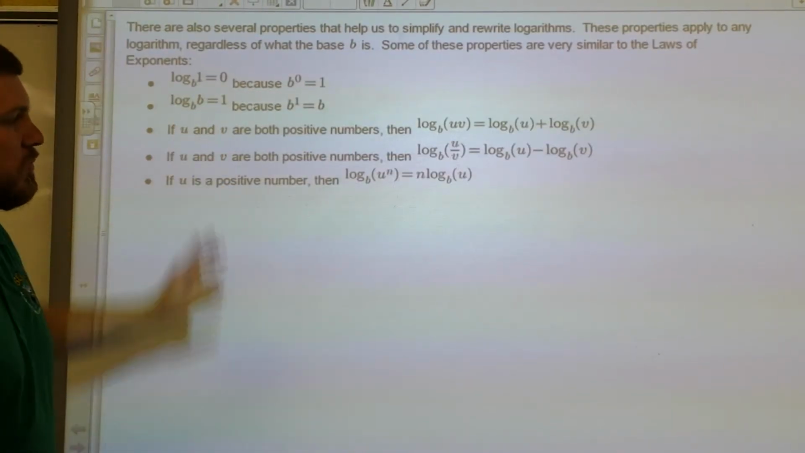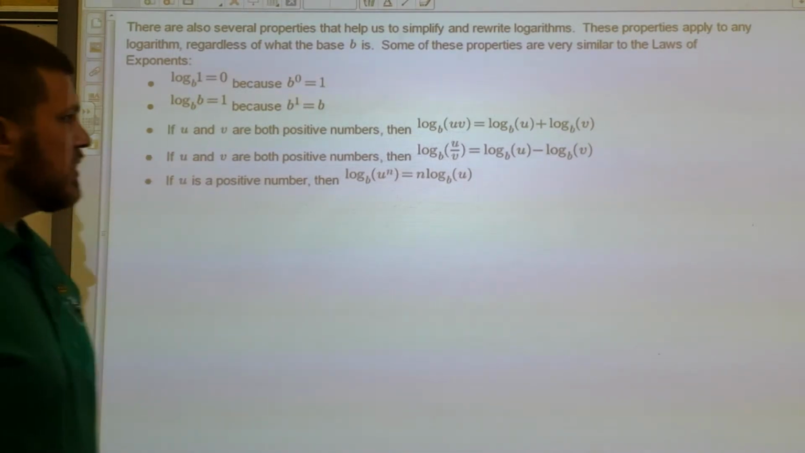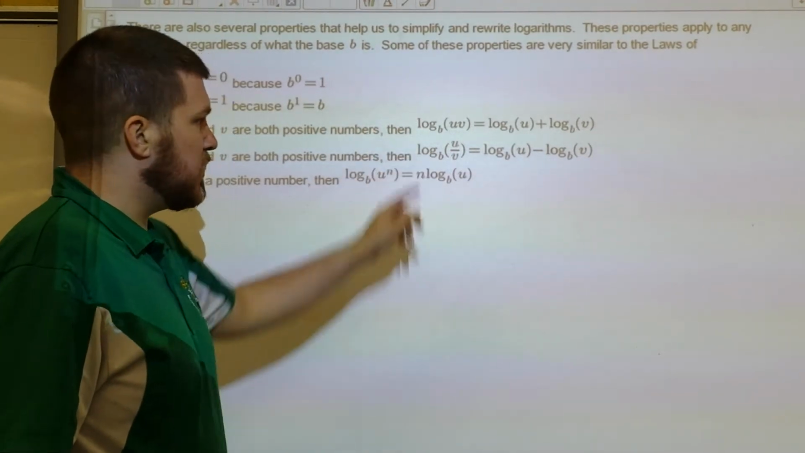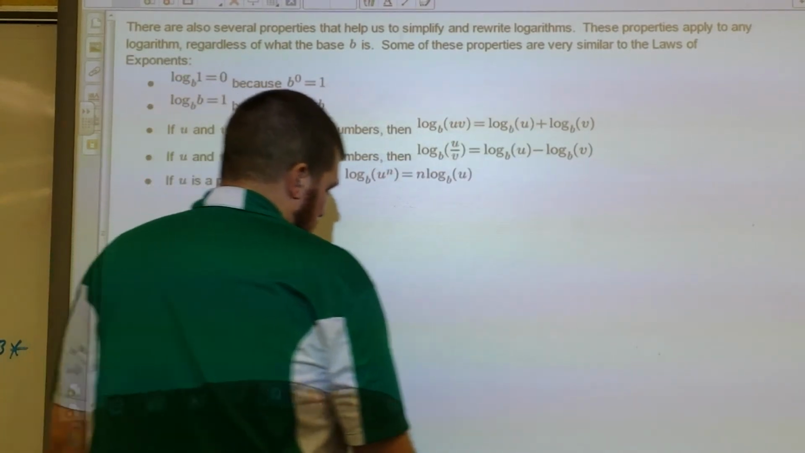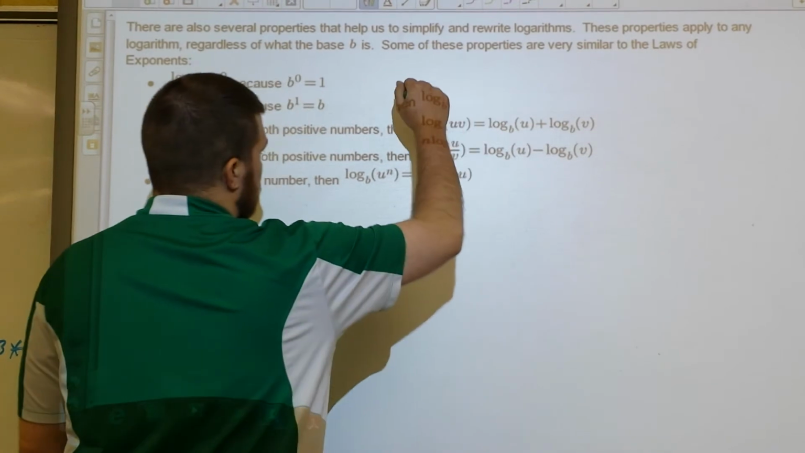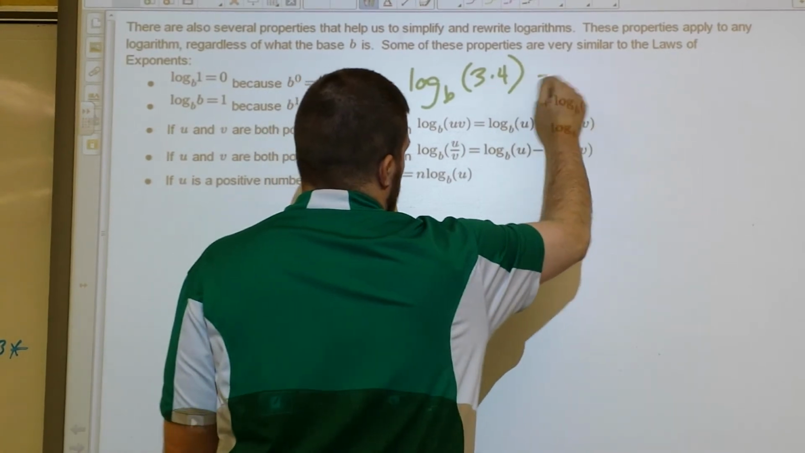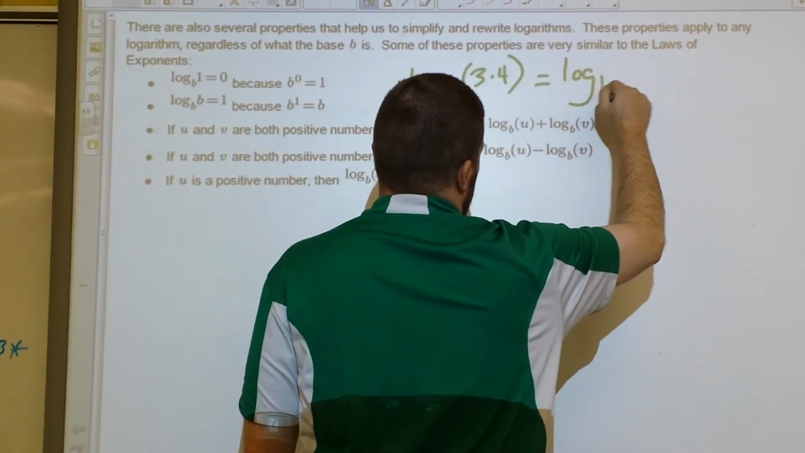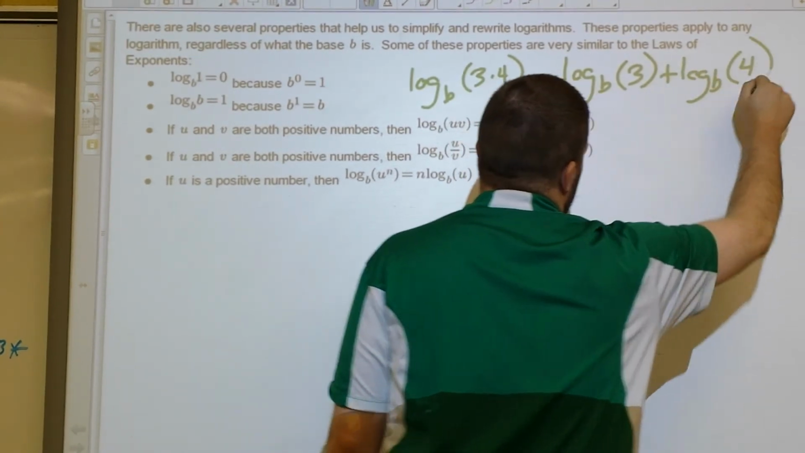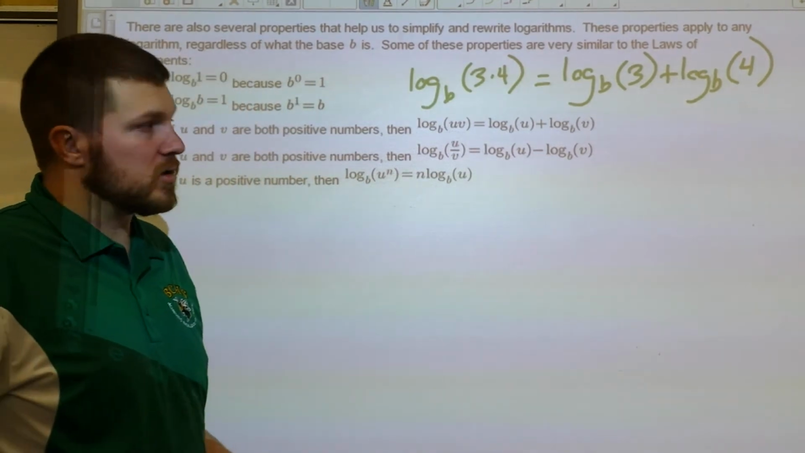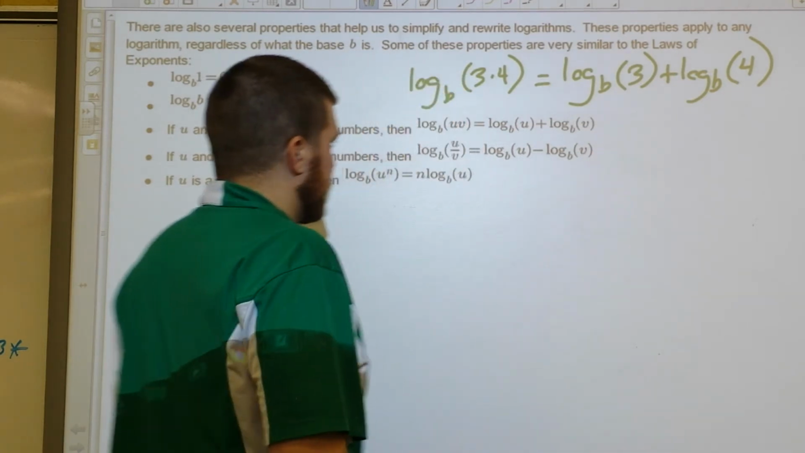Finally here, these last three properties are the most important, so make sure you know those. If u and v are both positive numbers, then log base b of uv, you can split it up. I'm multiplying on the inside because I have two letters side by side, and you can split it up with addition. I'm going to make up an example real quick. Let's do that in green. Let's say I have log base b of 3 times 4. I can split that up as log base b of 3 plus log base b of 4. Again, it doesn't matter what your base is, that works regardless. If you're multiplying on the inside, you can split it up on the outside with addition.